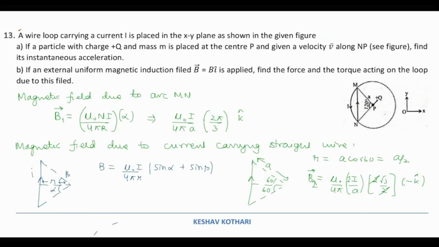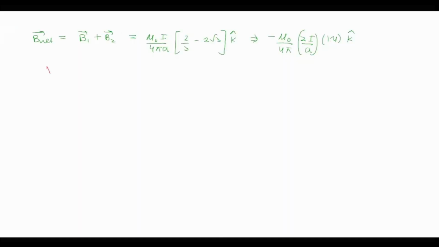Now in order to calculate the force on the charge q and mass m, which is placed at the center P and given a velocity along NP, we are breaking the component of velocity. The velocity is directed in the direction of NP, so it is making an angle of 60 degree with the x-axis. Hence the velocity vector of the particle is v cos 60 degree i cap plus v sin 60 degree j cap, which is v by 2 i cap plus root 3 by 2 v j cap. So this is the velocity vector we obtain.